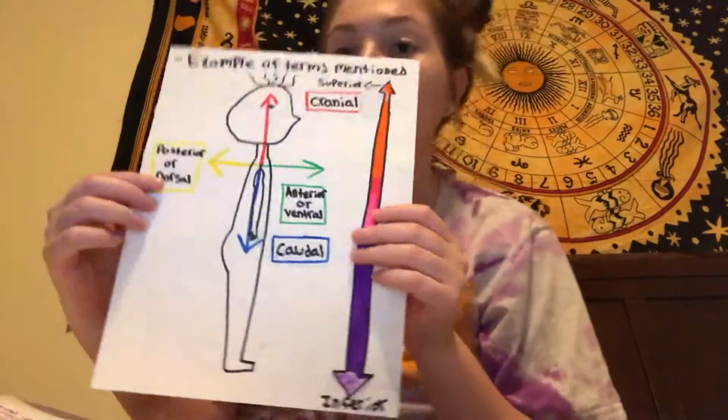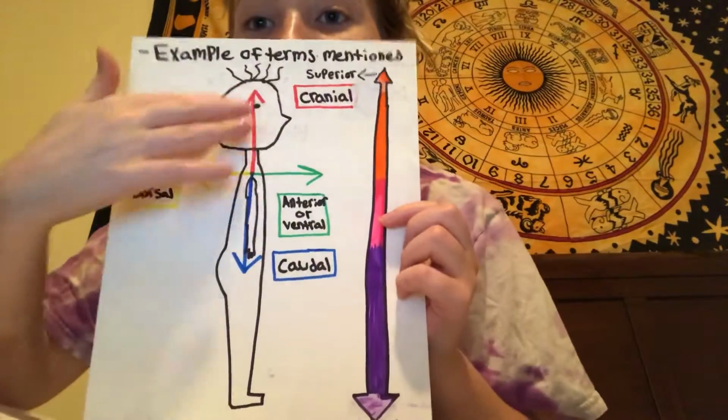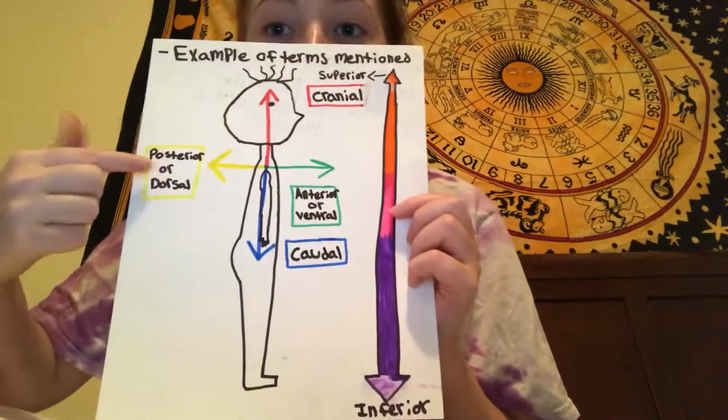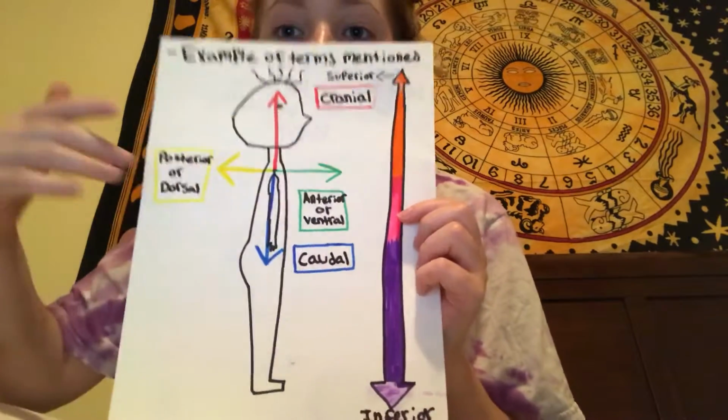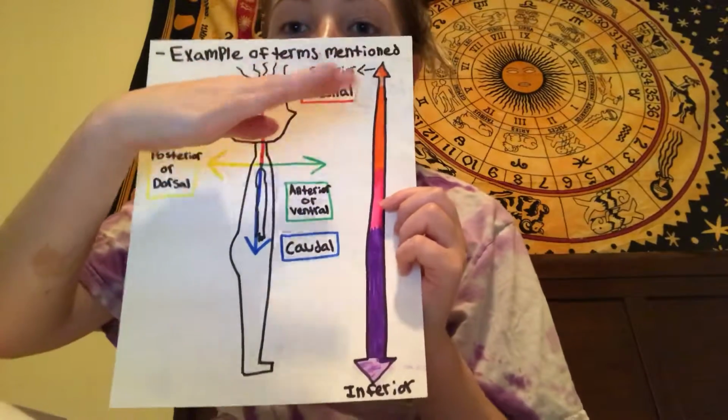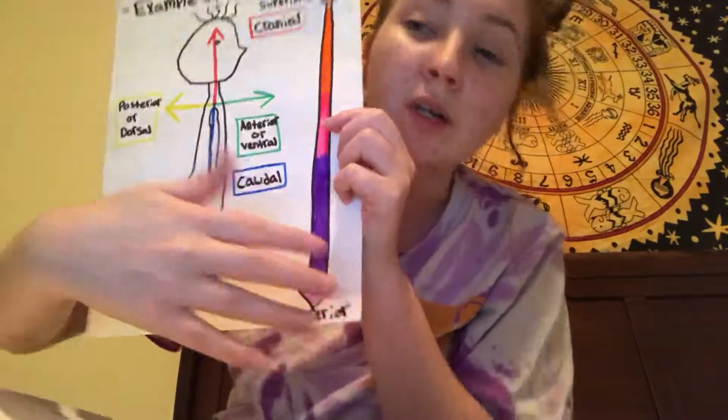And here's an example. As you see, cranial is your head end, caudal is going towards the tail end, posterior or dorsal is your back end, anterior or ventral is on your front end, and superior above or over, inferior below or under.